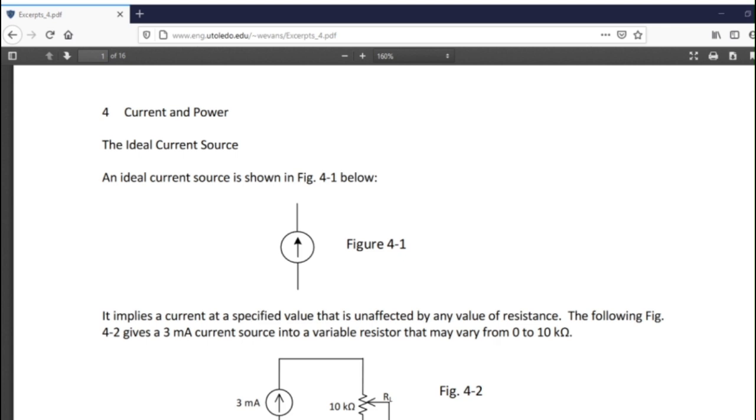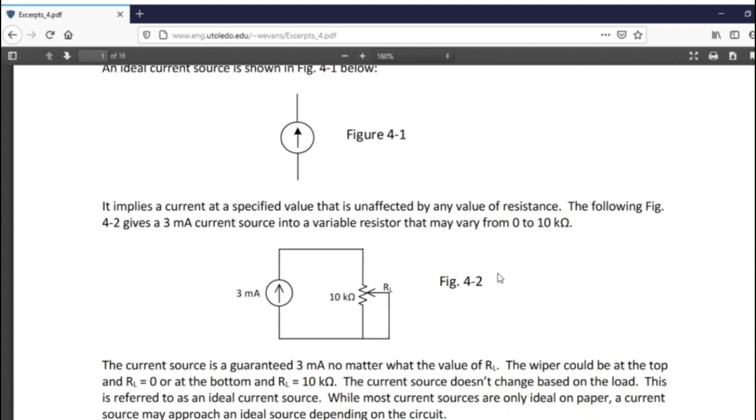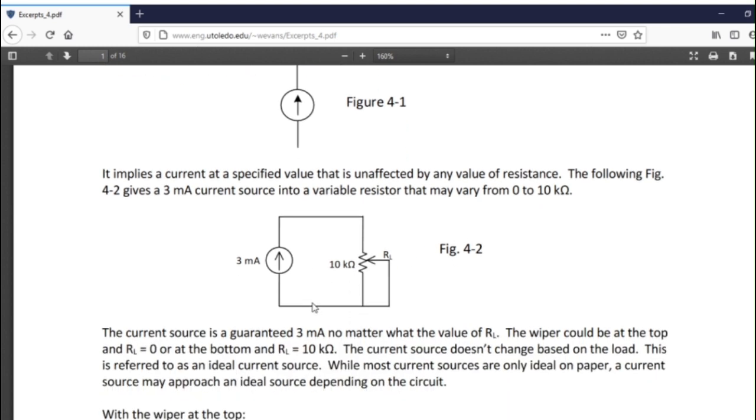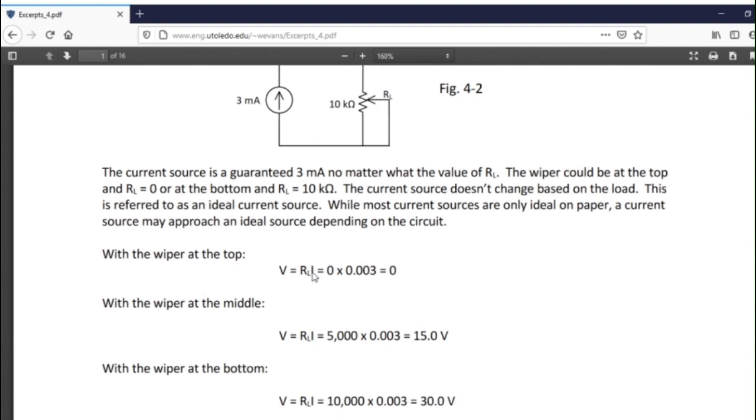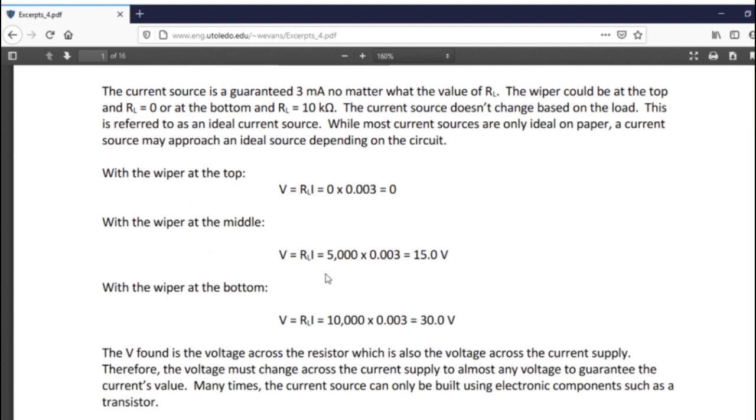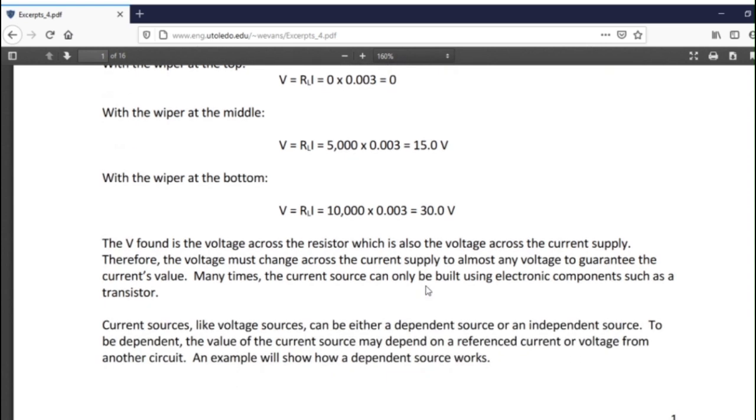So with that in mind, we're going to start looking at applications of current sources. So this is kind of a guarantee. No matter where we're at on that resistor, we can go on one side to 0 ohms, and we can go to the other side to 10k ohms, and no matter where we're at on that resistor, it's going to guarantee 3 milliamps through that circuit. So that's a different way of looking at things, but it's saying we're going to guarantee the current instead of the voltage. So that's a different look, but that's exactly what that arrow does.